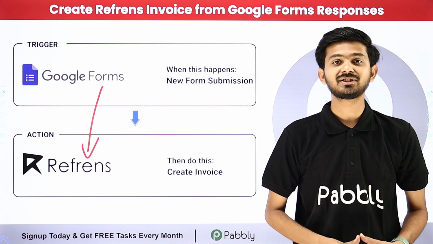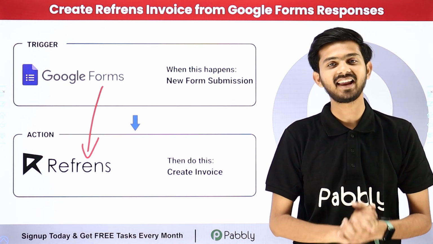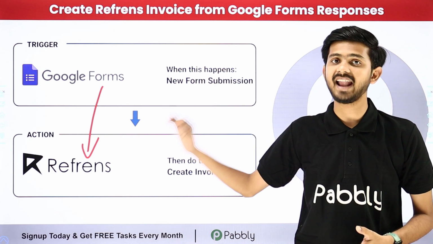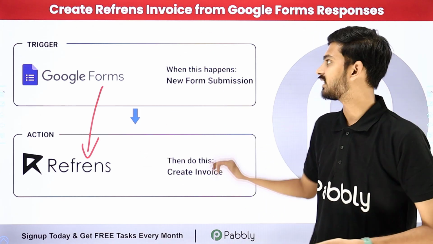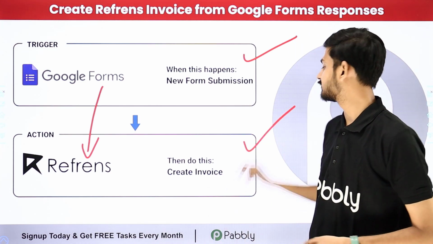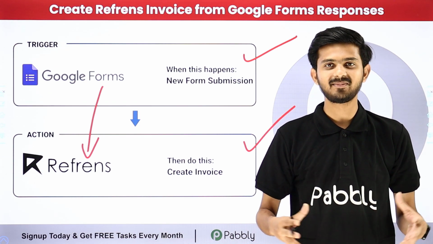For building this connection, I'm going to use Pabbly Connect, which is an amazing software for automation and integration. In Pabbly Connect, I need to use the concept of trigger and action. In the trigger application, I'm going to use Google Forms. In the action application, I'm going to use reference. So how am I going to build this connection? For that, let me take you to my computer screen.